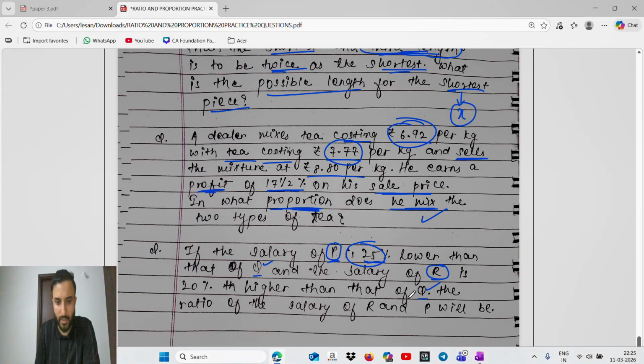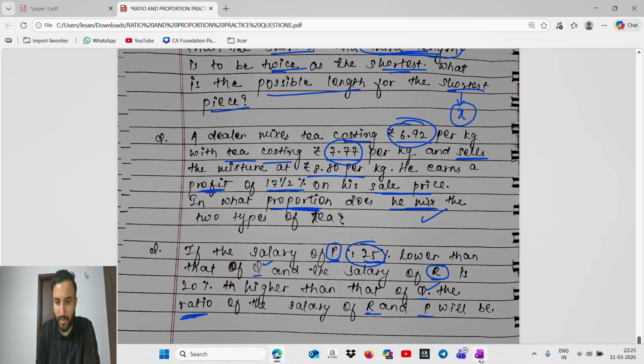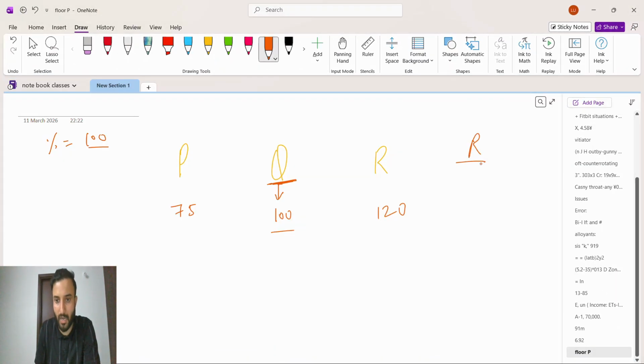The question is of ratio. Ratio of salary of R and P, guys, R and P, they said R and P. Don't do P and R. R is 120, P is 75, both will go by 5. 24 is to 15.